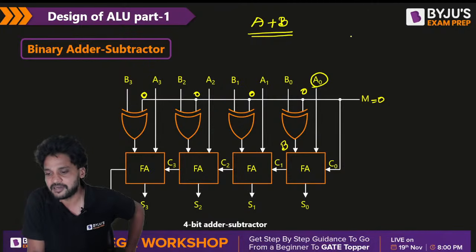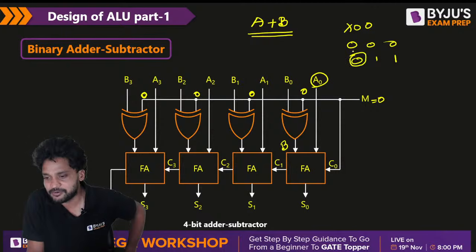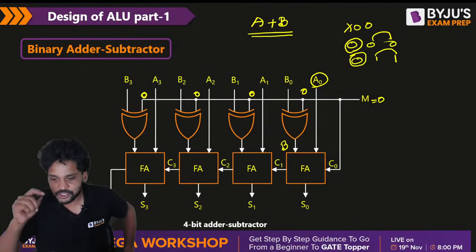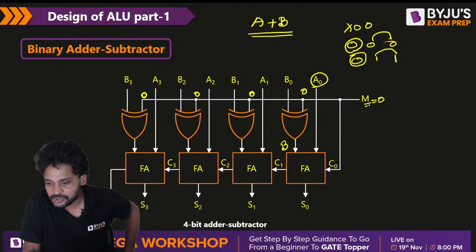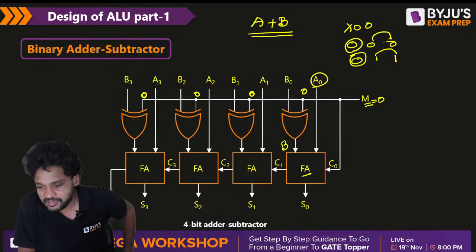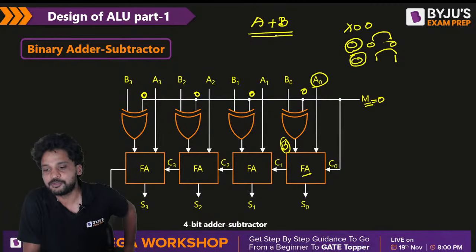Let us have a truth table of XOR gate. XOR gate truth table, if you can have a look at, 0, 0, 0, 0, 1, 1. So whenever one input of the XOR gate is equal to 0, the output is the other input only. The other input will be produced as an output. In this rule, what will happen? Whenever M is equal to 0, the XOR gate will give the output from the B digit only. What will happen at that time? The full adder is receiving one input from A, one more input is from the XOR, which is equal to B. So A plus B is being performed.